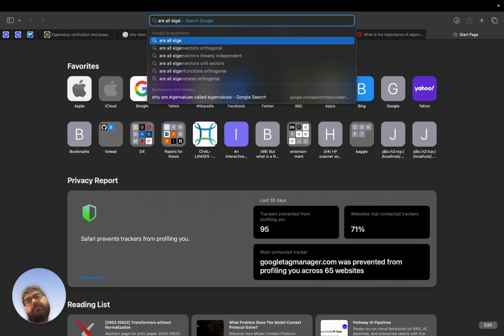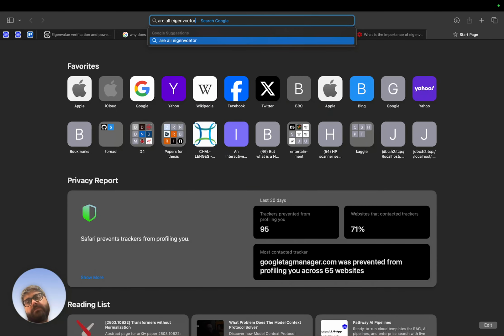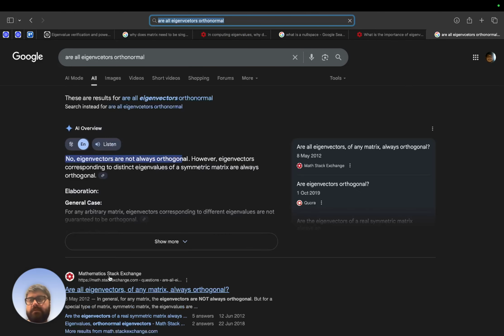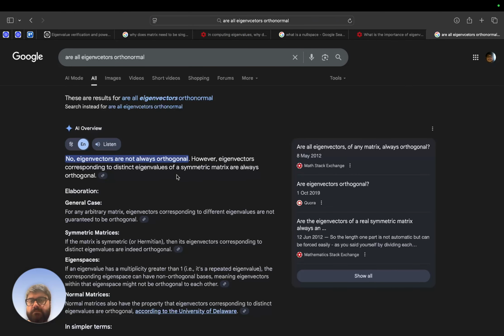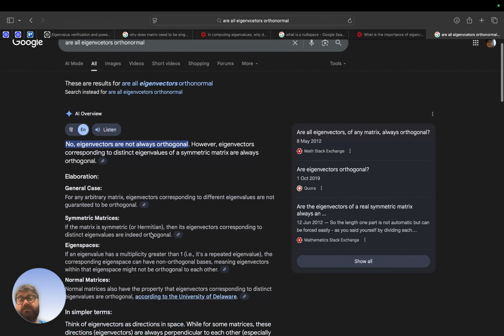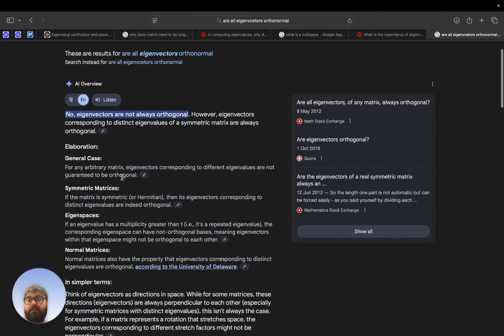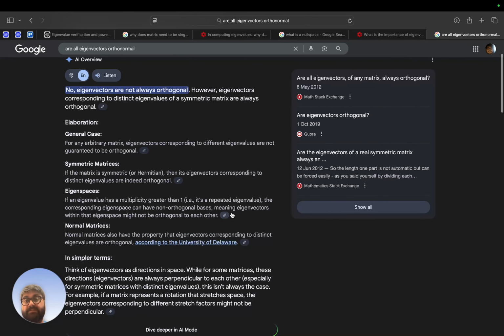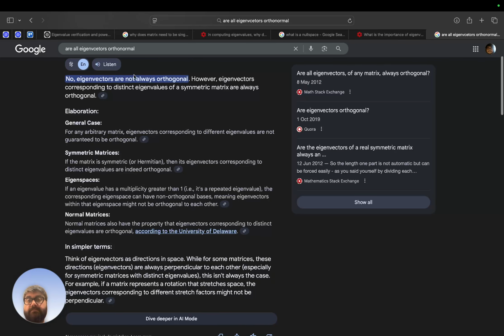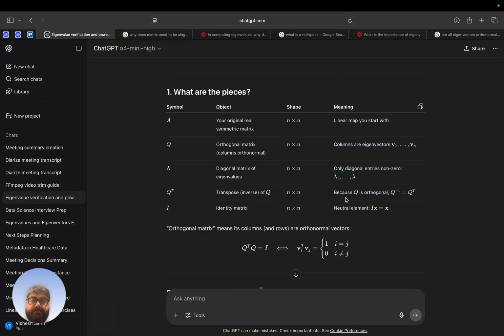Are all eigenvectors orthonormal? Oh, okay. So not all eigenvectors are always orthogonal. If the matrix is symmetric, meaning the matrix is equal to its transpose, then its eigenvectors corresponding to distinct eigenvalues are indeed orthogonal. Okay, yeah, fair. So Q is the matrix of eigenvectors.